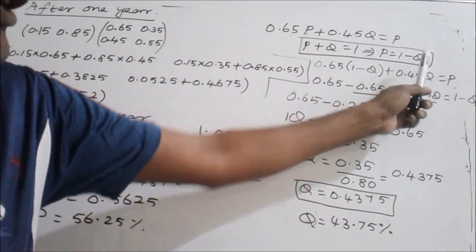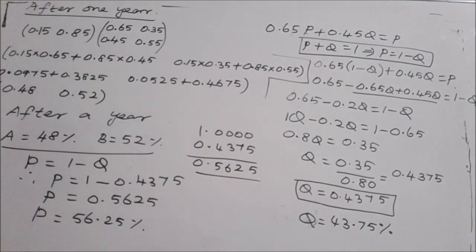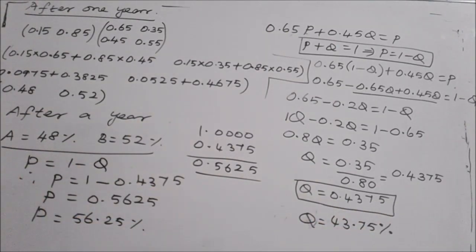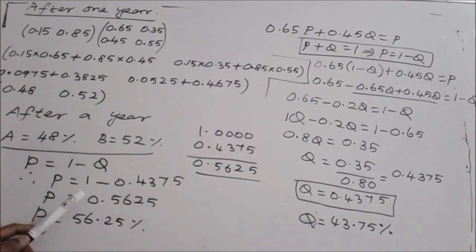Now P plus Q equal to 1 and P equal to 1 minus Q. We found Q. Now we are working for P. P equal to 1 minus Q, then Q means 0.4375. Substituting here, we will get 1 minus 0.4375 as 0.5625. That is the value of P. The percentage P equal to 56.25%. And it is very clear to you.